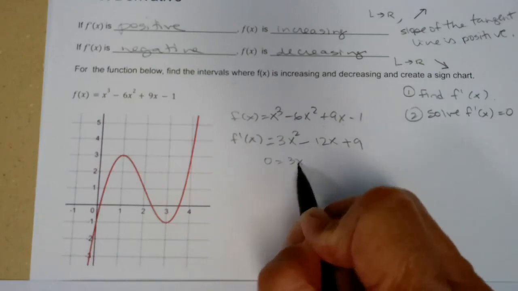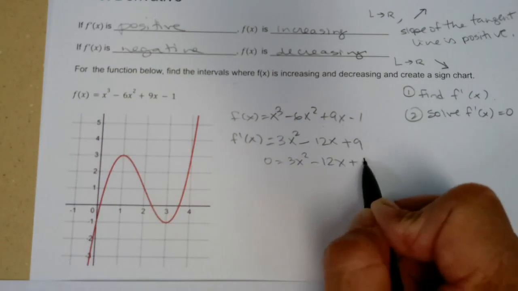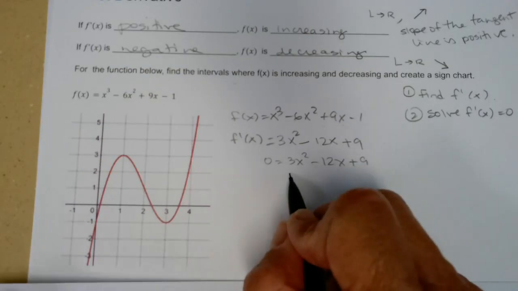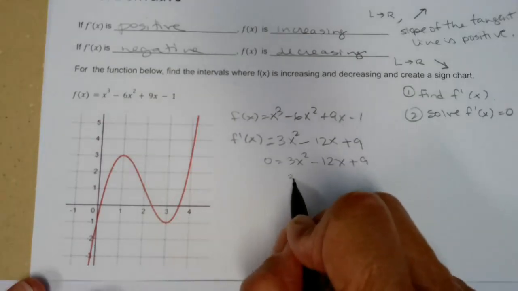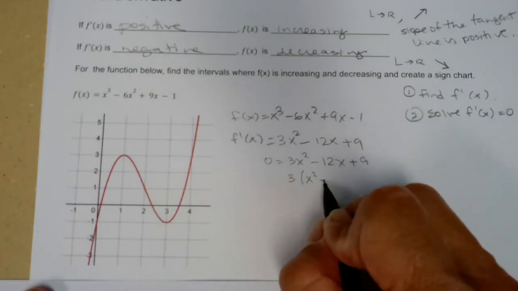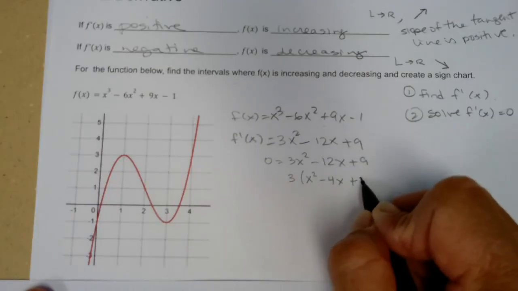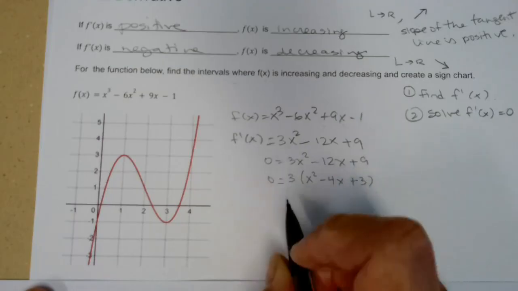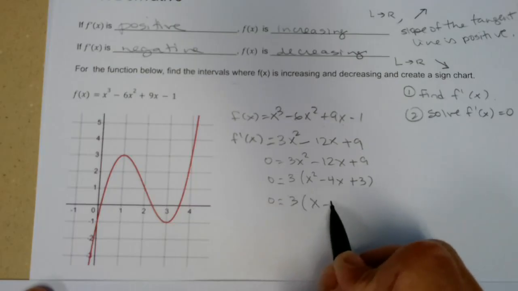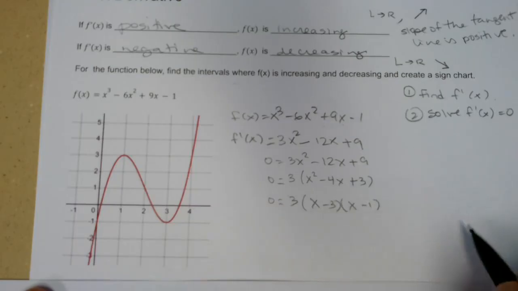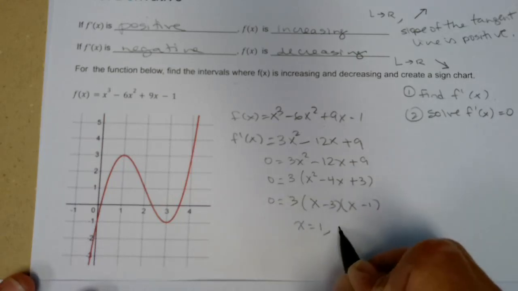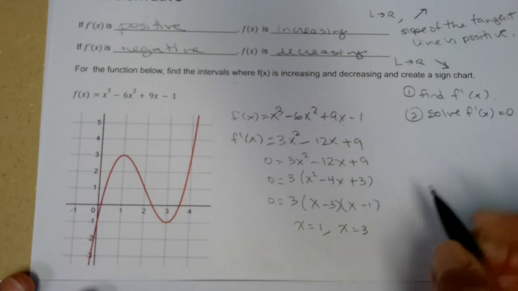0 equals 3x squared minus 12x plus 9. I'm going to divide everybody by 3. Actually, you know what I'm going to do? I'm setting myself up for something that's going to come later probably. I'm going to factor the 3 out. So 3 times x squared minus 4x plus 3. 0 equals still, are you guys still factoring? 3, what do we get? x minus 3 times x minus 1. All right, so we can see that our zeros happen at x equals 1 and x equals 3.